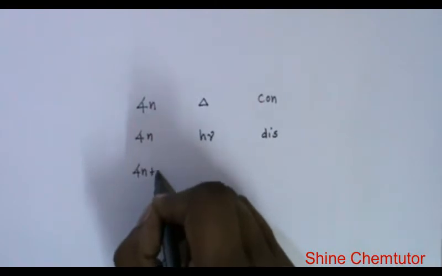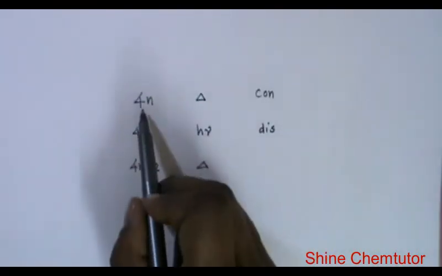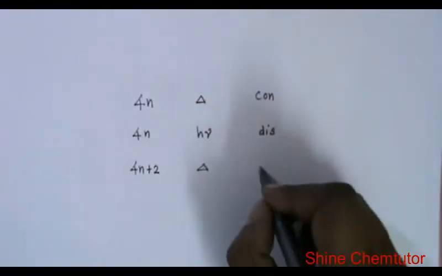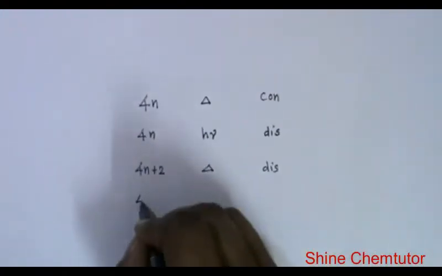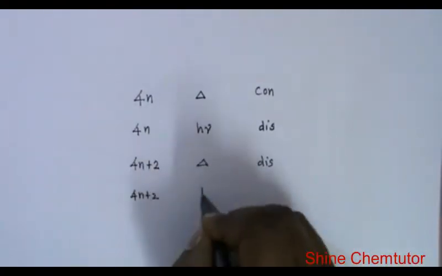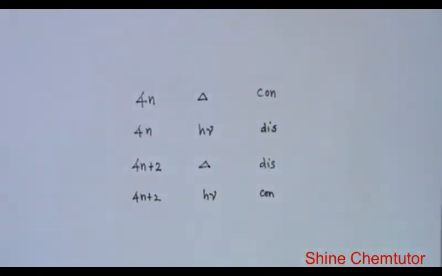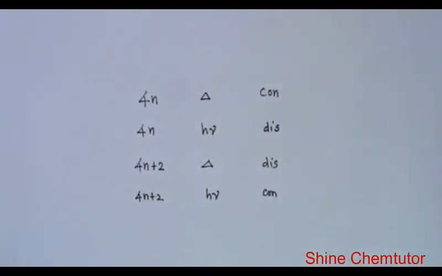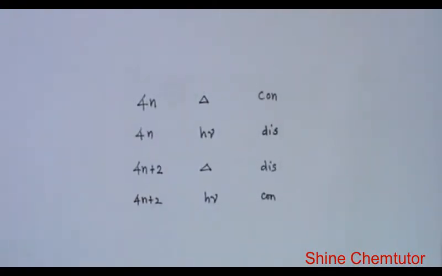If I go for 4n plus 2 system, thermal, here it is 4n but here it is 4n plus 2. Under thermal, now this undergoes disrotation, I have just inverted. The same 4n plus 2 system, under photochemical condition, it will undergo con. So if you memorize this 4n thermal con, that is sufficient. Based on that you can construct this table.